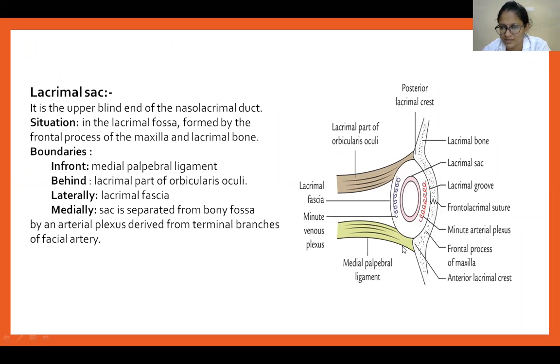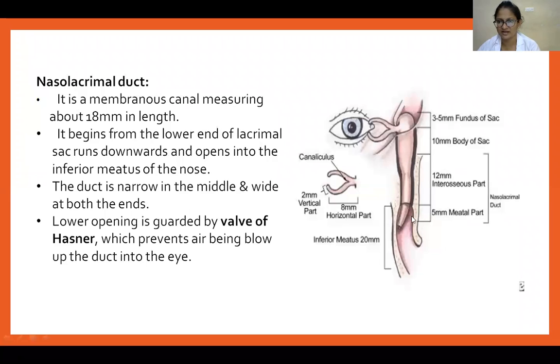In front by the medial palpebral ligament, behind by the lacrimal part of the orbicularis oculi muscle, laterally by the lacrimal fascia, and medially by the arterial plexus of the facial artery, separated from the lacrimal bony fossa. This is about the lacrimal sac. It is the upper blind end of the nasolacrimal duct, nearly 12 millimeters in length, continuing downwards as the nasolacrimal duct.